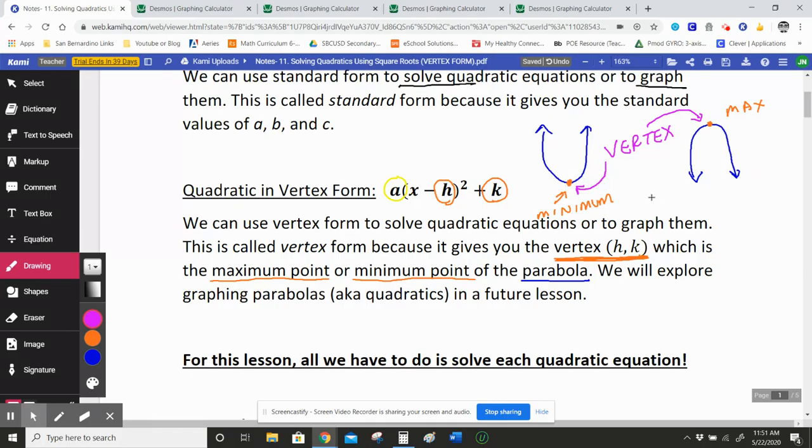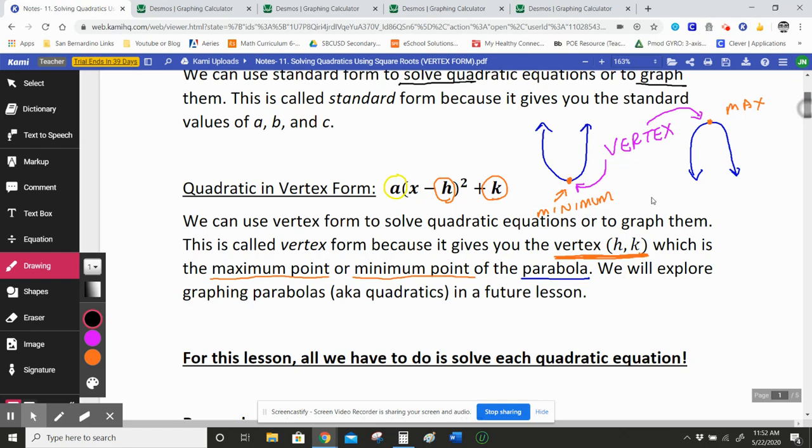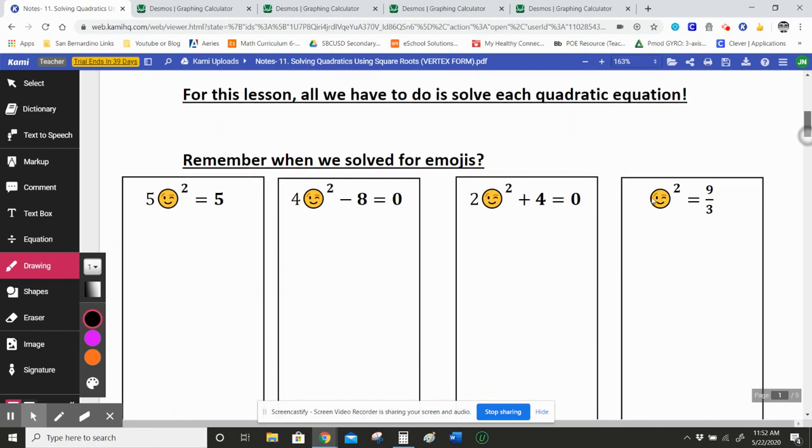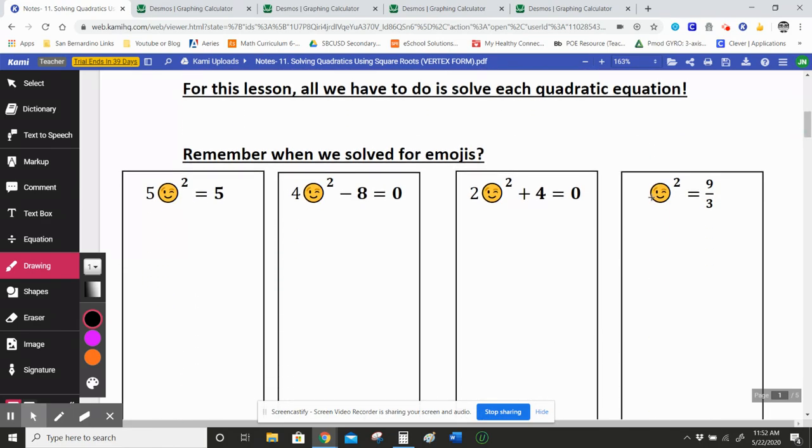Okay, so that is why this is called the vertex form, because the vertex gives you that little point, either the top or the bottom of the parabola. Don't worry too much about that today. We're not going to talk about the vertex or vertices in this lesson. We'll talk about that in the future when we go over graphing parabolas. For now, all you really need to worry about is how we solve a quadratic when it's set in vertex form. So all we need to do is solve.